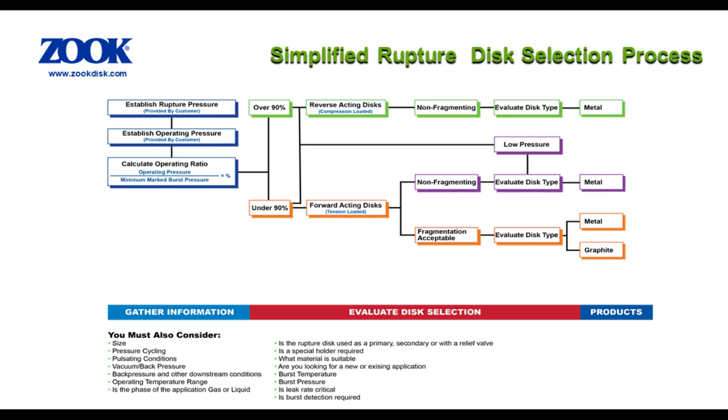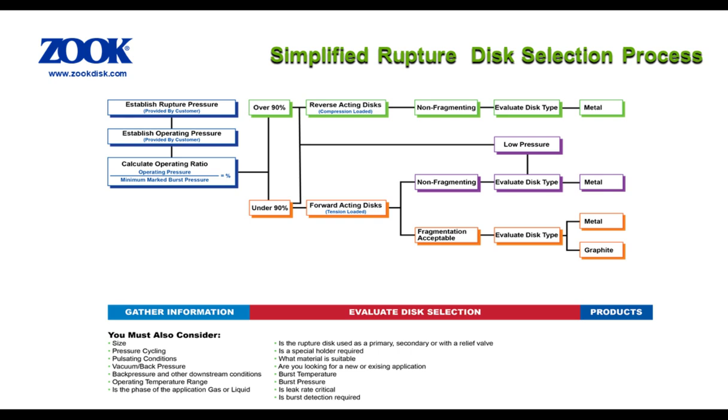At this point, you can start to filter out some designs based on the general information you gathered and calculated in previous steps. It is really a process of elimination. Operating ratio eliminates designs that cannot handle the calculated operating pressure. Fragmentation eliminates designs that don't meet the fragmentation requirements. You should now have a short list of potential designs.